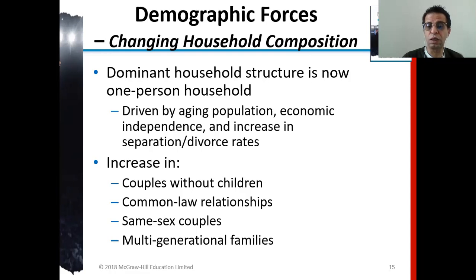These have all contributed to the dominant household structure. So you see, they can target security houses, companies that provide security for housing. They can target these kinds of houses.